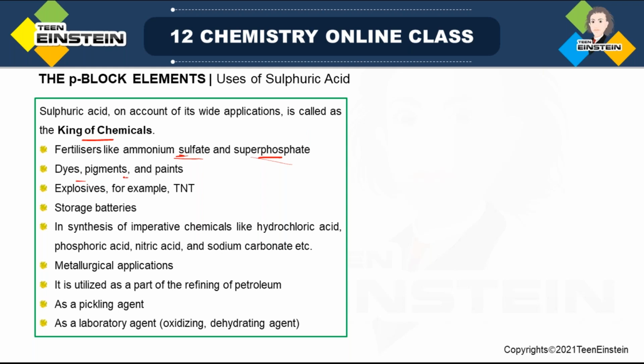Then the formation of dyes, pigments, paints, explosives, for example, trinitrotoluene. Okay, and storage batteries. In storage batteries, there is also the presence of concentrated H2SO4. Remember, in electrochemistry, we have already discussed it. There are two types of batteries.